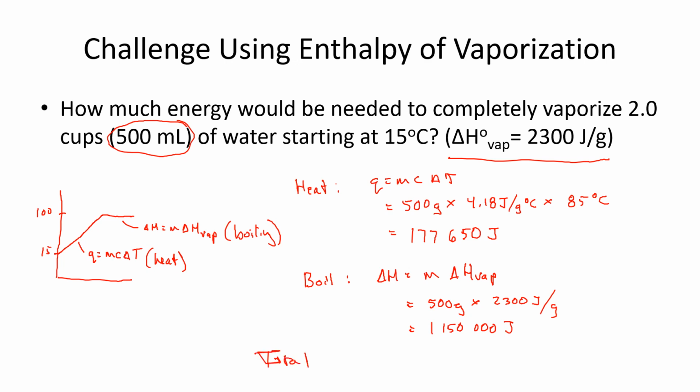All right, so the total energy is just the sum of them. So total equals, we're going to add the two together. So that's heat plus boil. So that's the 177,650 plus the 1,150,000 joules, and that comes out to 1,327,650. And if we're doing this by sig figs, I guess we can change it to kilojoules, so that'd be 1,300 kilojoules if we're doing our sig figs.